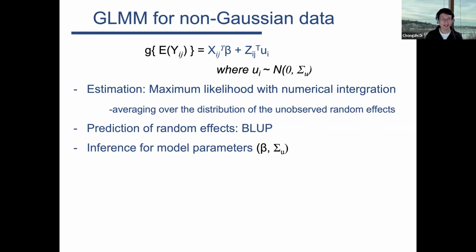And similar to the linear mixed effects model, once you estimate those parameters, you can also do some sort of subject-specific prediction or inference, meaning you can estimate the random effects UIs. And based on that, you can calculate more subject-specific trajectories.